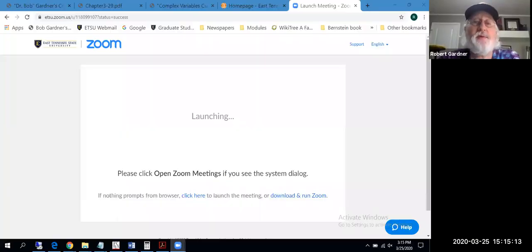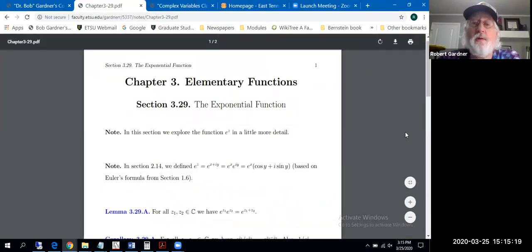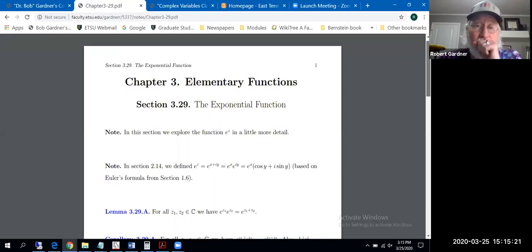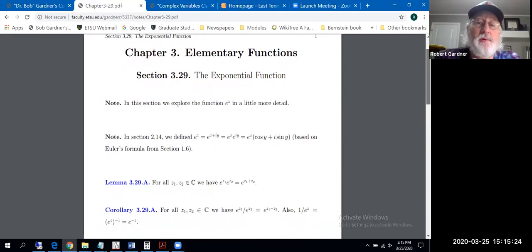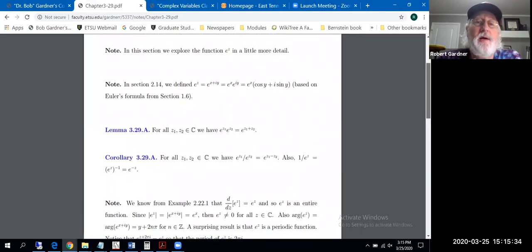Okay, let's start chapter 3, maybe section 29, and look at the exponential function. We've defined the exponential function, stated some properties of it. I think we differentiated it. We probably observed that it's periodic in the complex realm. In section 2.14, we defined the exponential function, e to the z.